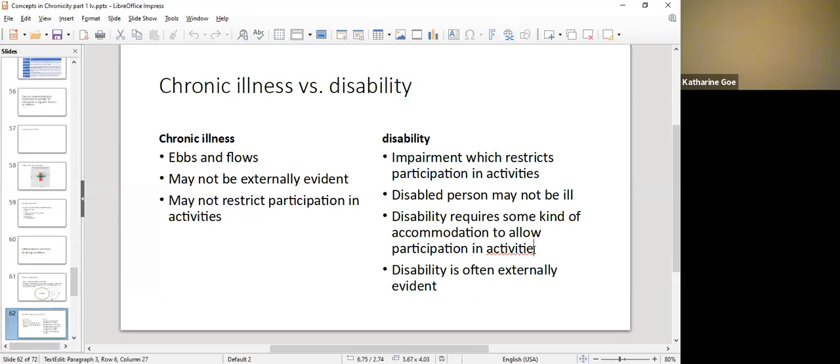And the thing about disabilities is they're often externally evident.